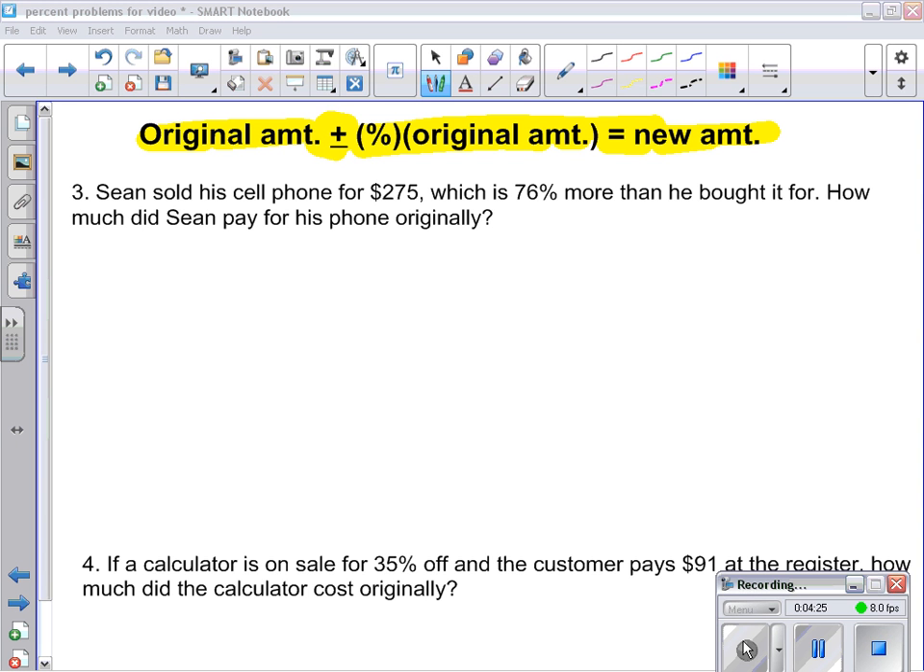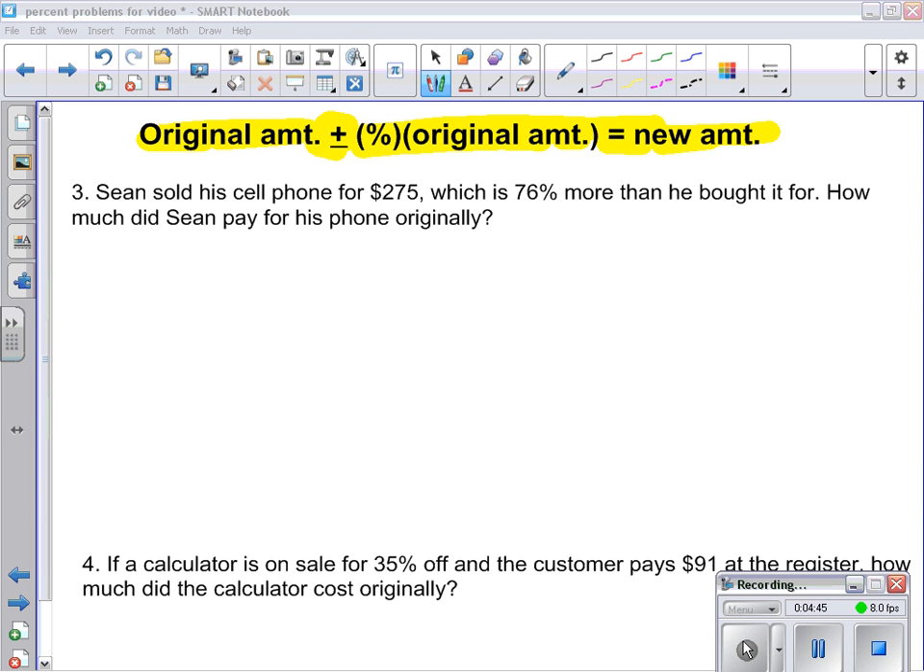All right, hello again. Now, the last 2 examples Ms. Vaughn and I are going to show you are actually the type of examples that if you don't use this way of doing it, there's a good chance you're going to get it wrong. So I'm going to read number 3. It says, Sean sold his cell phone for $275, which is 76% more than he bought it for. How much did Sean pay for his phone originally?